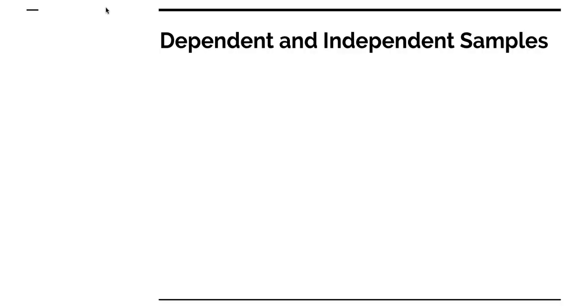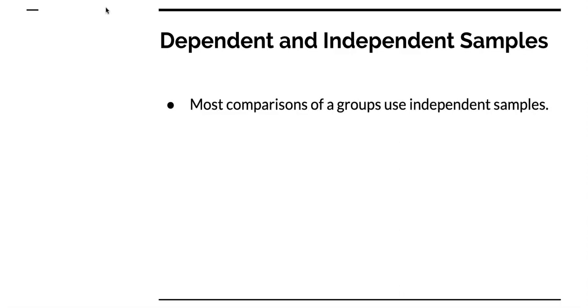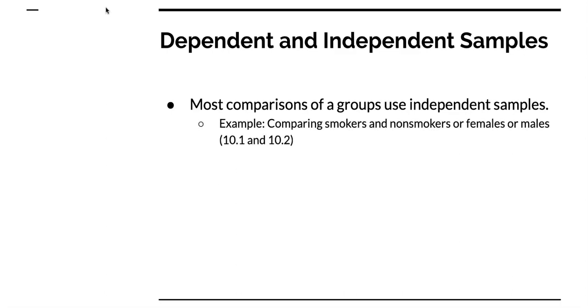All right, first, let's talk about dependent and independent samples. When you make comparisons, most comparisons of groups use independent samples. So you may be looking at a sample from a group of smokers versus a sample from a group of non-smokers, or a sample from a female population versus a sample from a male population. They're coming from two different groups. These are independent samples. So we will go over how to work with them in 10.1 and 10.2. These are the common ones.